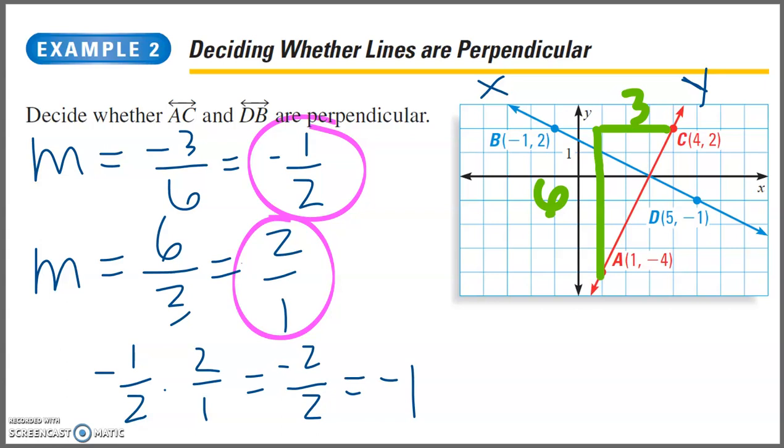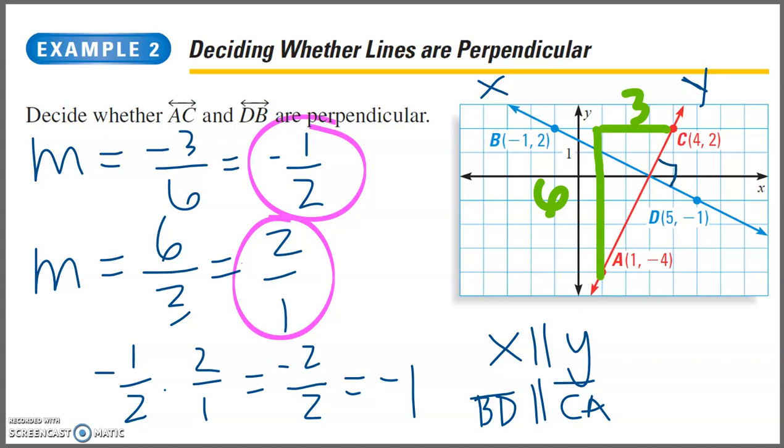So my conclusion is I could say X is perpendicular to Y in this case. Or I could have said that segment BD is perpendicular to segment CA. That's another way I could have represented that. And that's because the slopes are opposite reciprocals. So that is a right angle.